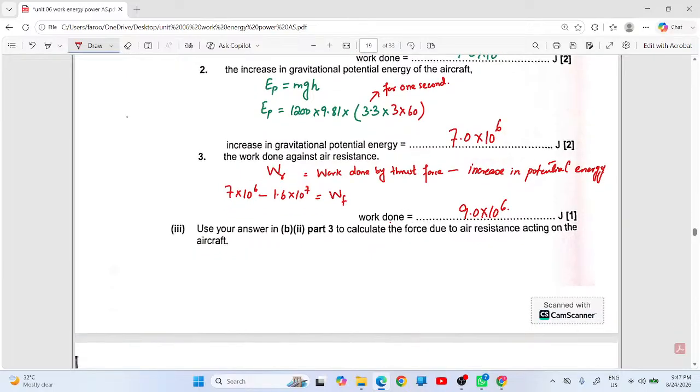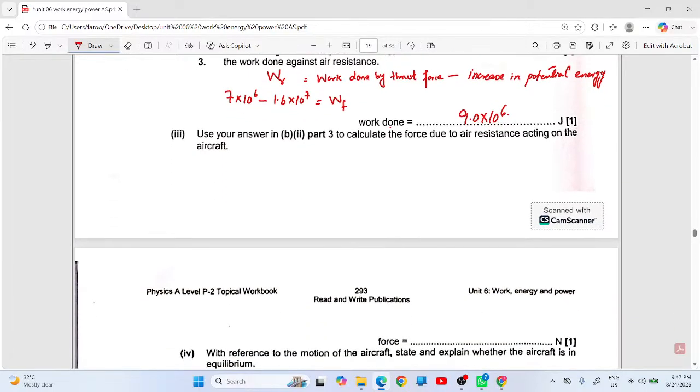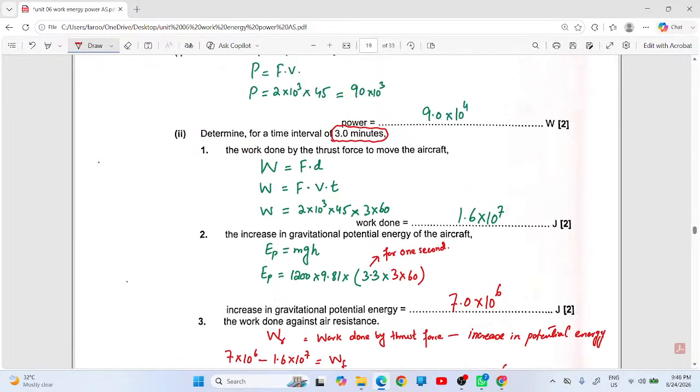Next part. Use your answer in BII Part 3 to calculate the force due to air resistance acting on the aircraft. We know the formula of work: work equals force, the resistive force, into the distance. The resistive force is unknown, so it is work done by the resistive force divided by d. Work is 9 10 power 6, and how much distance does the aircraft cover?